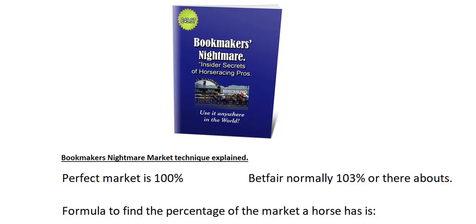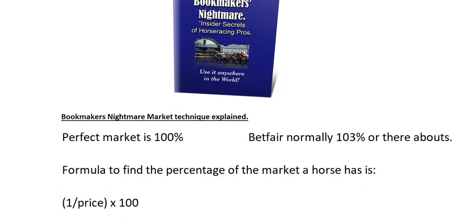And as you get closer to the off, the market contracts down closer to 100. Betfair normally is around 103%. And why do I say what Betfair is? Because it's important that you keep that in mind when I tell you something a little bit later on. So how do we find out the percentage of a market a horse is?